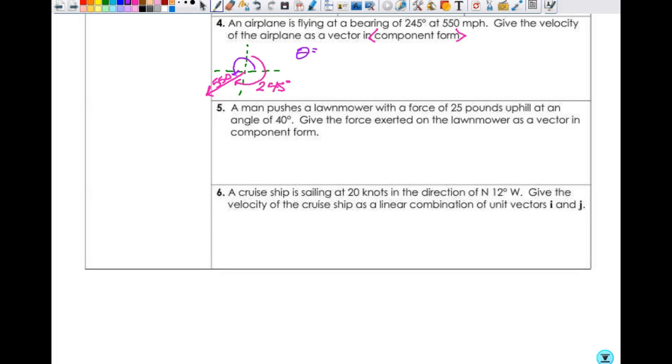All right, so what are we thinking? 205. Good. So Alex, tell me what you did. I did 245 minus 90. Okay. And then 360 minus 155. Okay. Okay, what did you do then? Did you get 205? Okay. Somebody want to tell me a different way to do it?